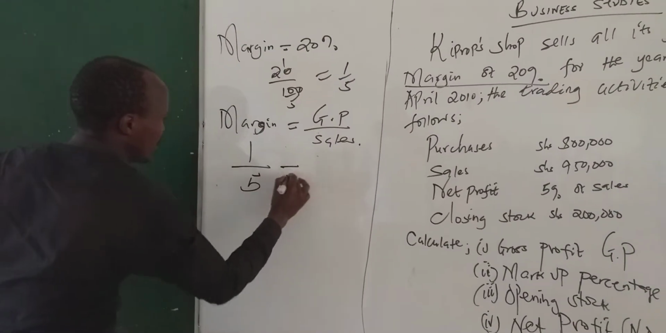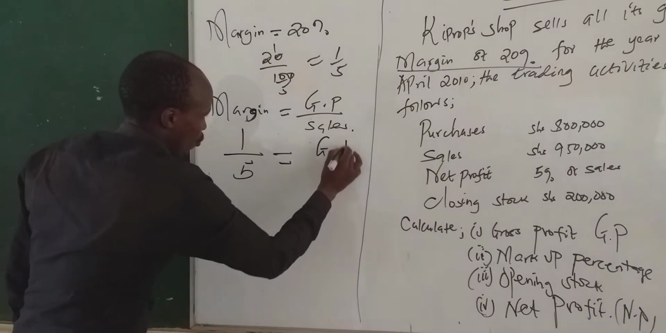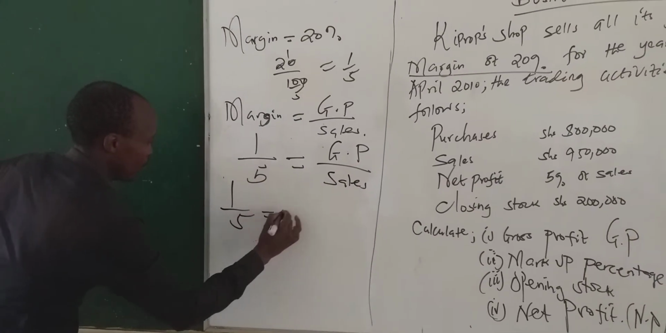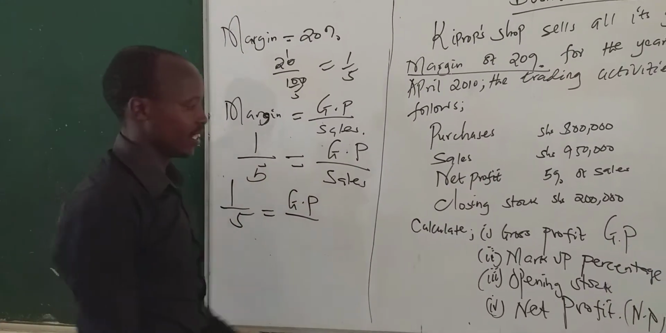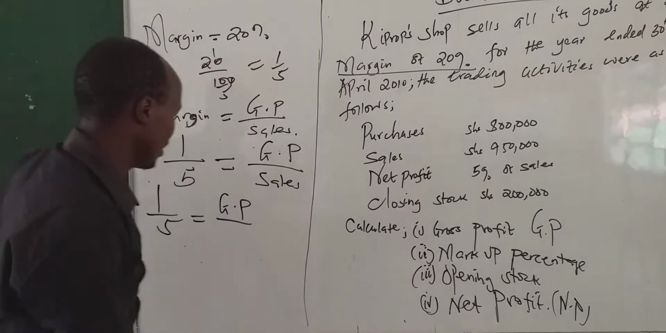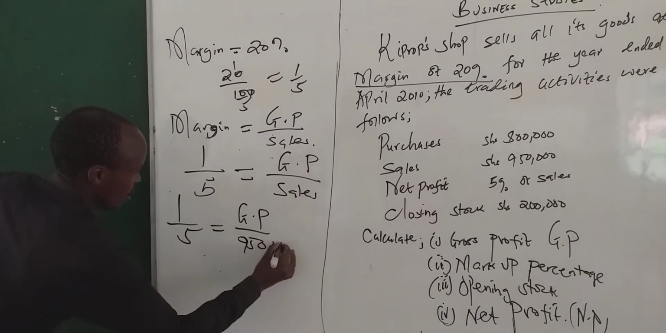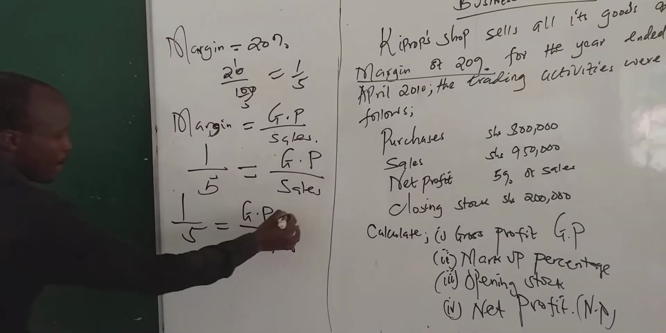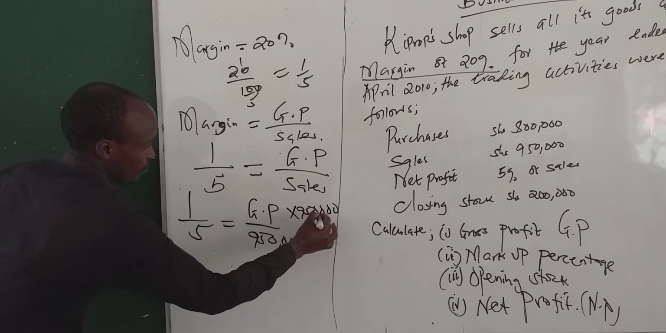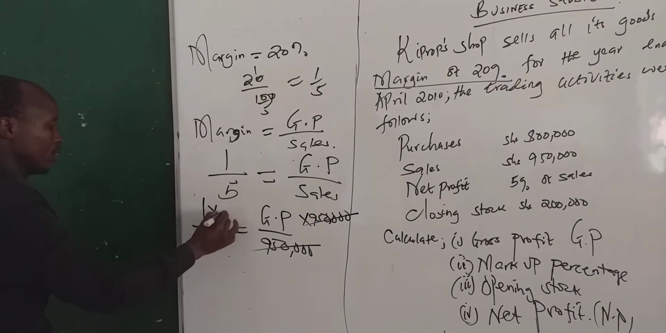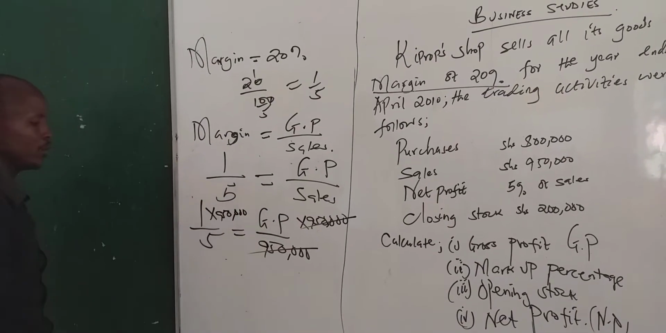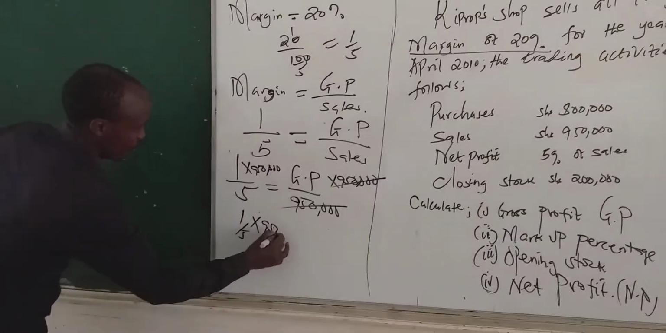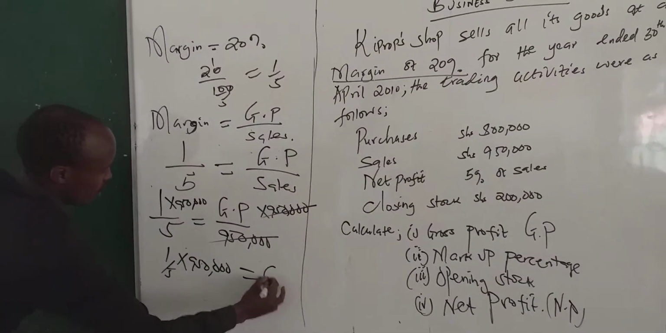We use our margin. Now our margin as a fraction is 1 over 5, which is normally given by gross profit all over sales. So 1 over 5 is given by GP over sales. Do we have our sales here? Yes, our sales is 950,000. So what do we need to find our GP? Multiply by 950,000 both sides. So we have 1 over 5 multiplied by 950,000 is equal to our GP.